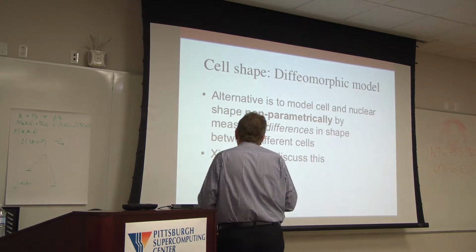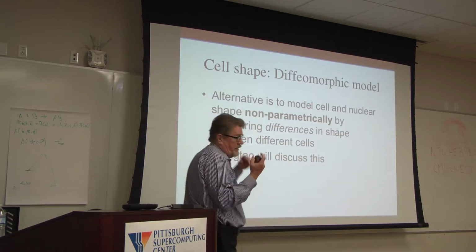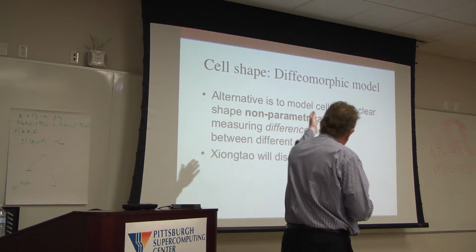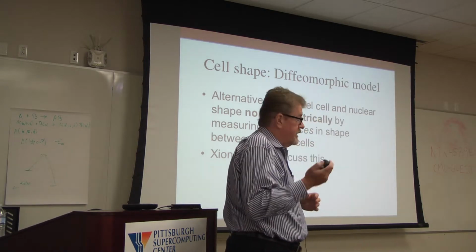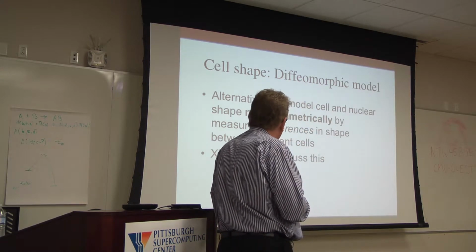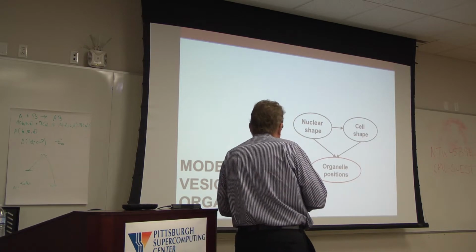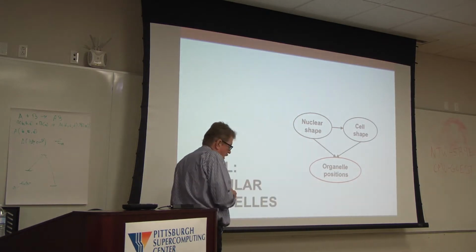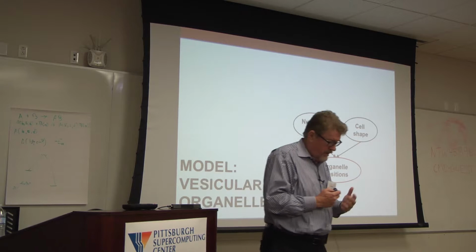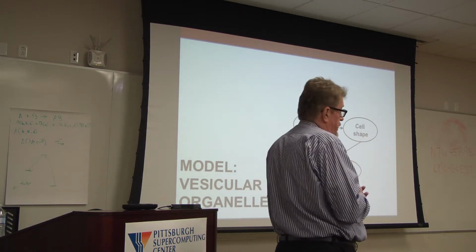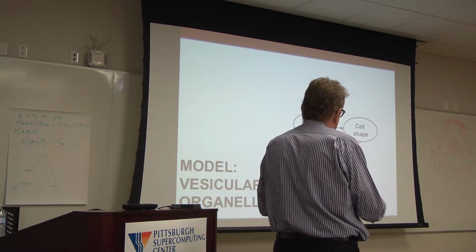Okay? So there's an example of generating that way. Now an alternative I just mentioned is so-called diffeomorphic methods, and I won't go into that because Chantal is going to talk a lot about that later. Now, I mentioned vesicular organelles being dependent on each other, being dependent on other things. One of the things they're clearly dependent upon is the cell and nuclear shape.